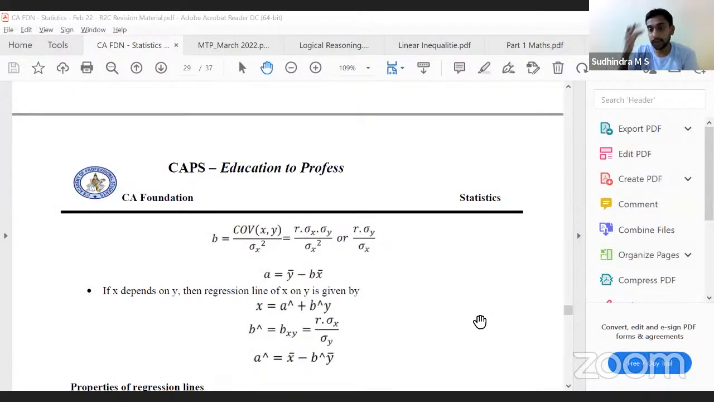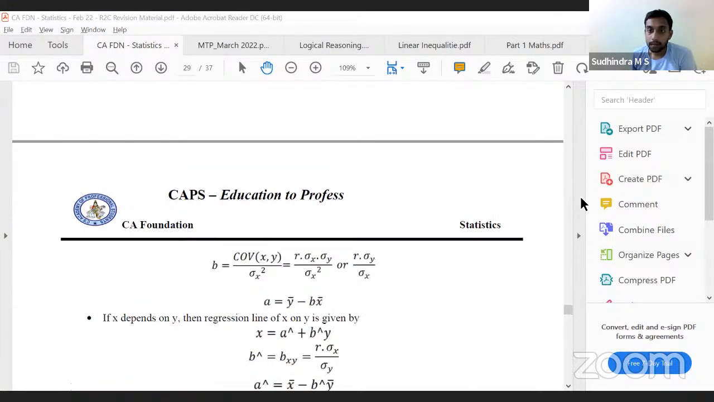How do we calculate bxy, byx, the regression coefficient? Byx is equal to covariance of xy divided by variance of x. Now, in calculation of r, the correlation coefficient, how are we calculating? Covariance of xy divided by standard deviation of x into standard deviation of y. Correct? Same concept here.